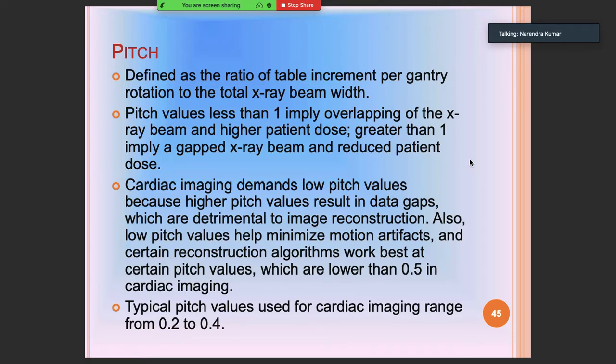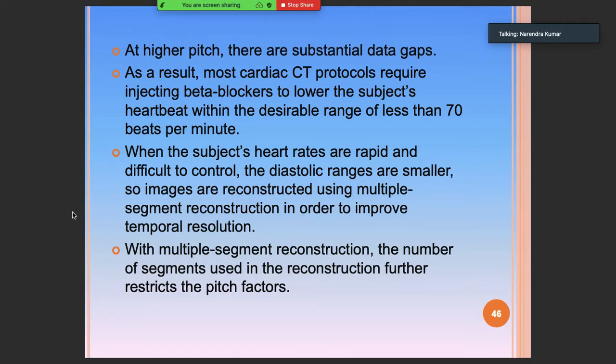Now coming to the pitch. Pitch is defined as a ratio of table increment per gantry rotation. Okay? So values less than 1 imply overlapping of the X-ray beam and a higher patient dose. And in fact, cardiac imaging tends to demand low pitch values because higher pitch values tend to result in data gaps, which are detrimental. The typical pitch values used range from 0.2 to 0.4.